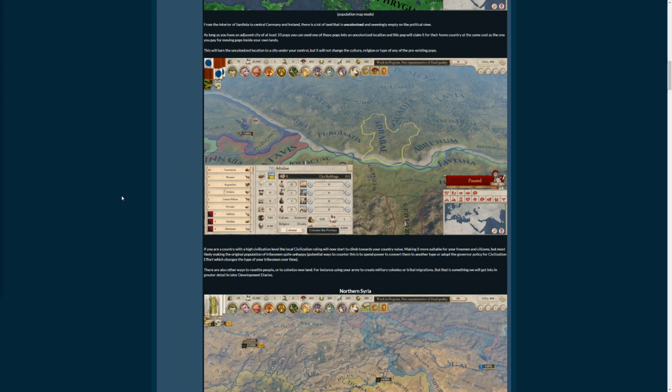There are also other ways to resettle people or to colonize new land. For instance, using your army to create military colonies or tribal migrations. But that is something we will get into in greater detail in later Dev Diaries. That is something that has been spoken of briefly. There are military traditions which will allow you to sack enemy cities and carry their pops off with you. And then, of course, you can put them down somewhere or just put them into the slave market and have them manufacturing goods for your grand trade empire of the Republic.